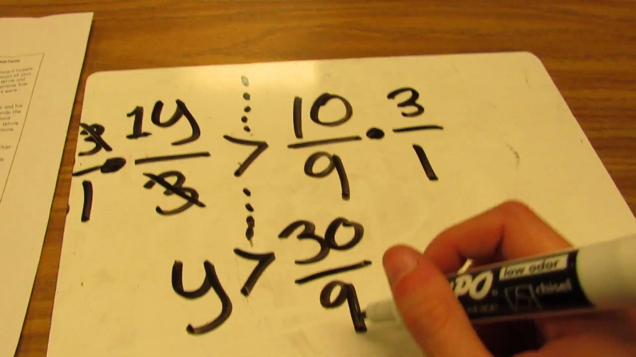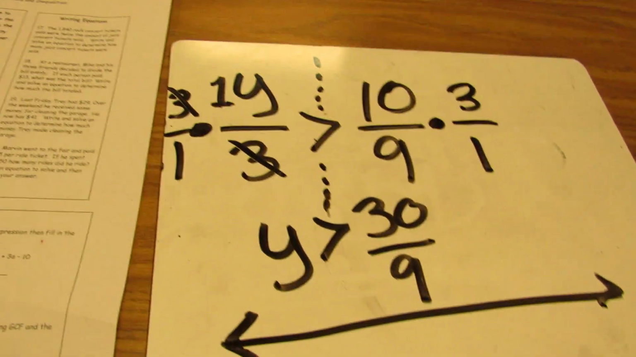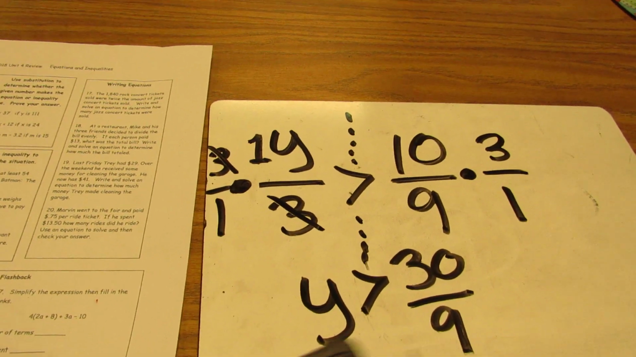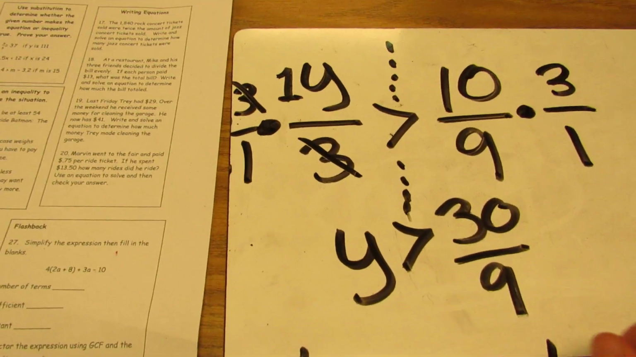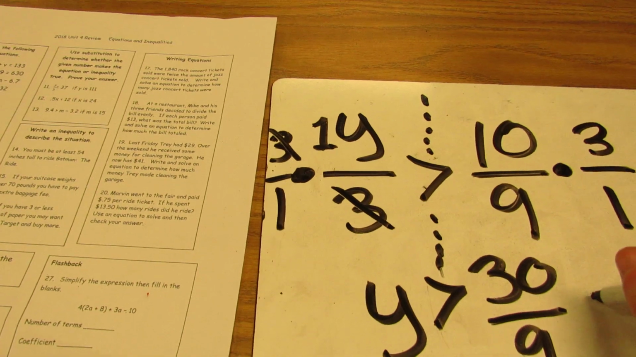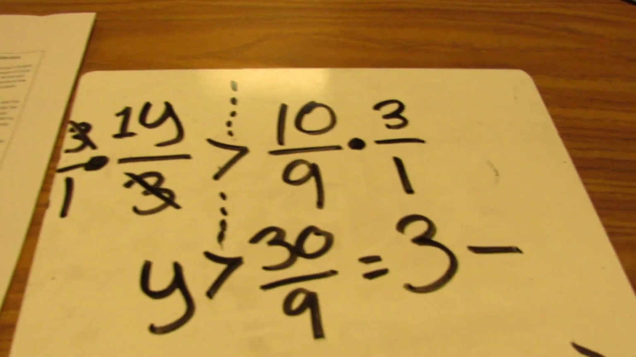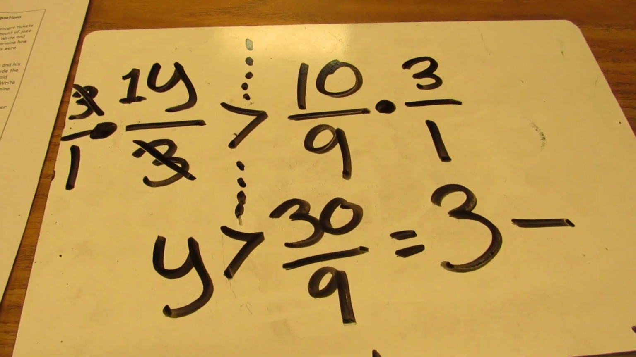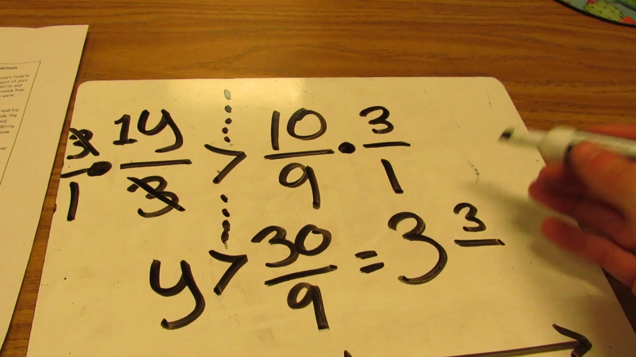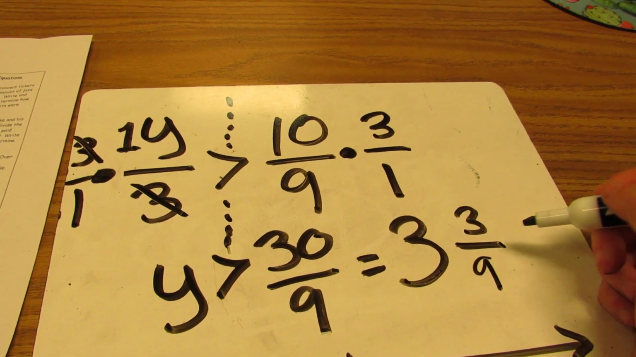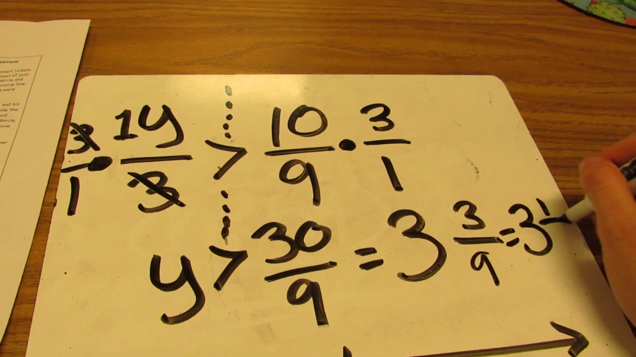I don't know about you, but I can't graph that off the top of my head. So I'm going to go ahead and change it into a mixed number so I can see it visually as a whole number. So 9 goes into 30 3 times. That's 9 times 3 is 27. There's 3 left over. Okay, 27 to 30 gives me 3. I keep my old denominator. Okay, so I can simplify this as well, and I get 3 and 1/3.